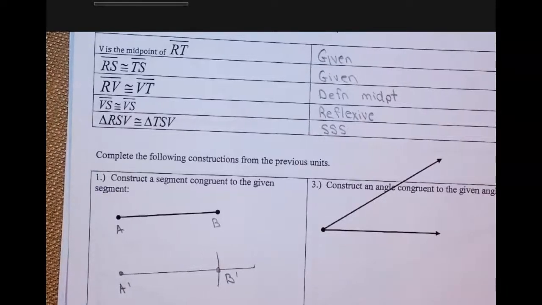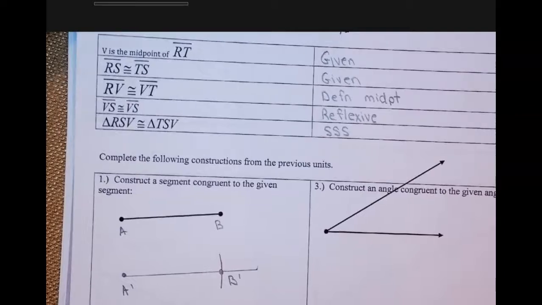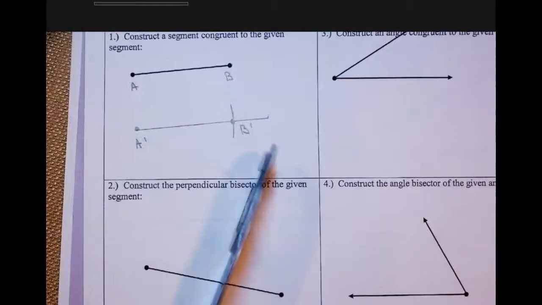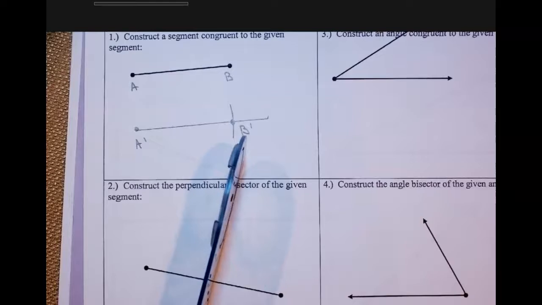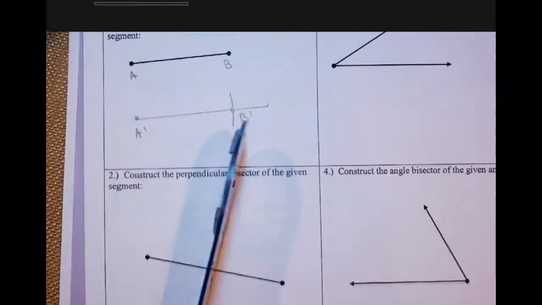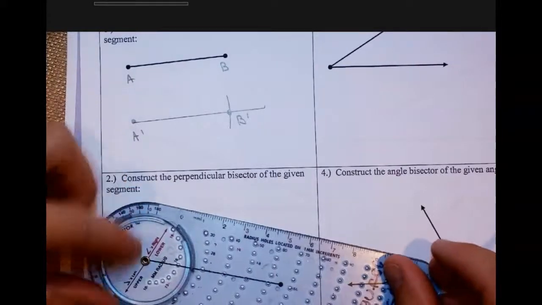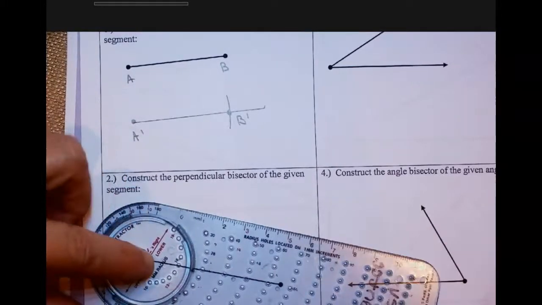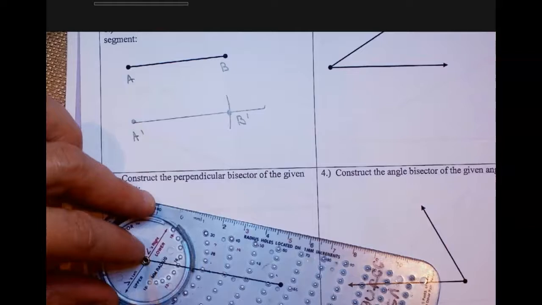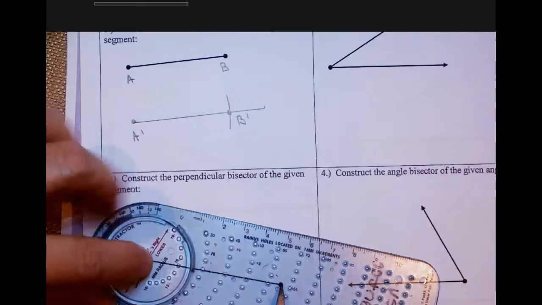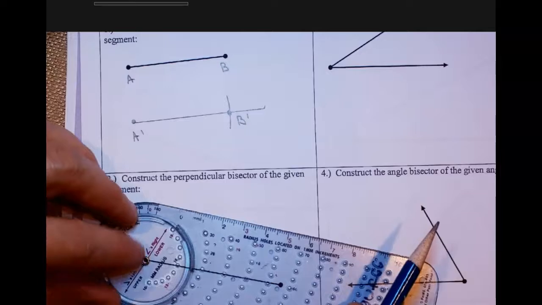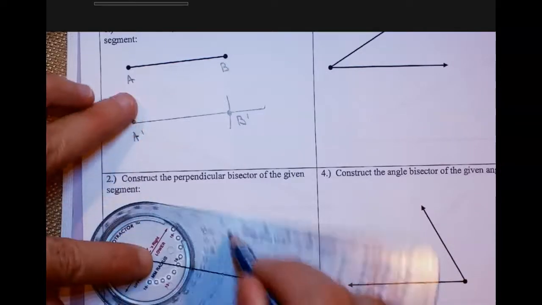Number 2, right below it, wants us to construct the perpendicular bisector of that segment. So remember, that means we're looking for a line roughly like the following that cuts that segment in half and is also perpendicular. Place my pivot point here. I can pick any opening I want as long as it's greater than 1/2 the distance from here to here. Looks like that distance is almost 60, so 30 is probably not the smartest one to pick. I'm going to pick 40.